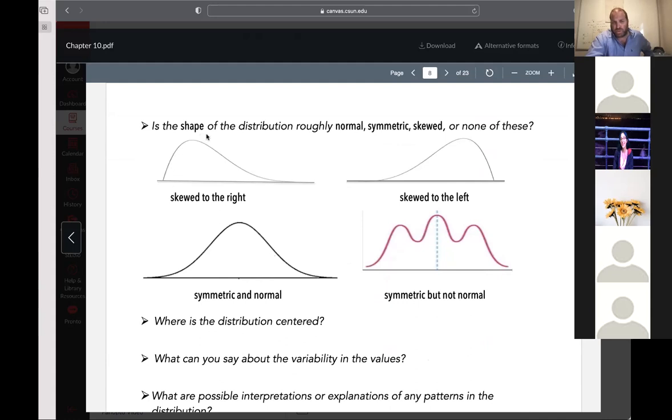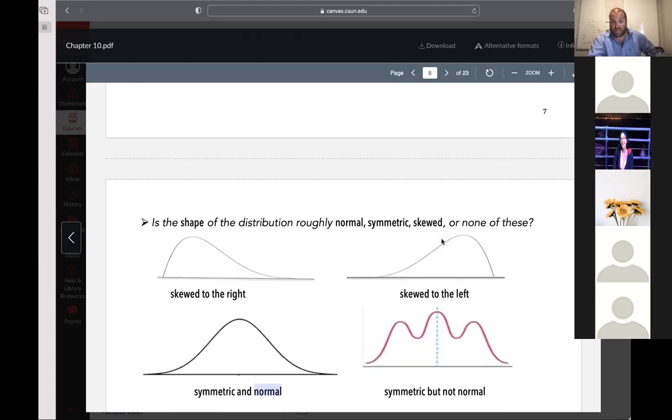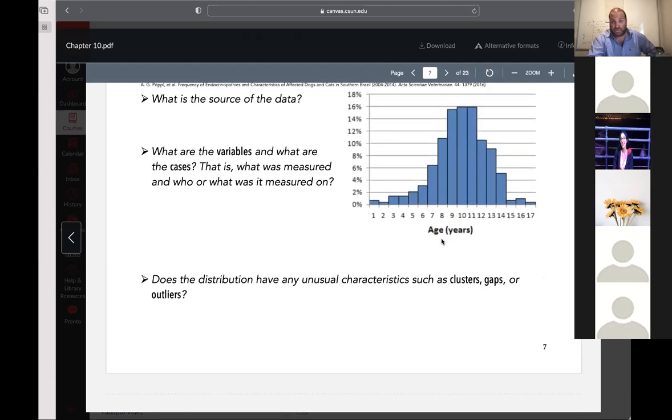Is it skewed to the right where there's a long tail on the right side? Is it skewed to the left where there's a long tail on the left side? Is it symmetric where it looks the same on both sides? Normal is like a bell curve. So symmetric, normal, symmetric, not normal. In our example, which would this be, if anything? Again, it doesn't gotta be perfect, just ballpark. Symmetric and normal. It looks pretty symmetric and normal here, right? It looks fairly symmetric and normal.